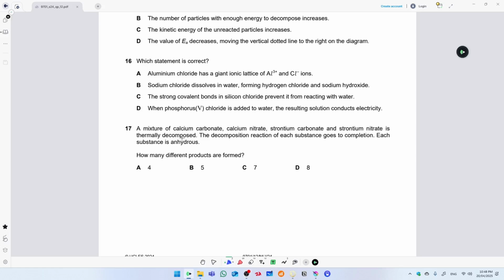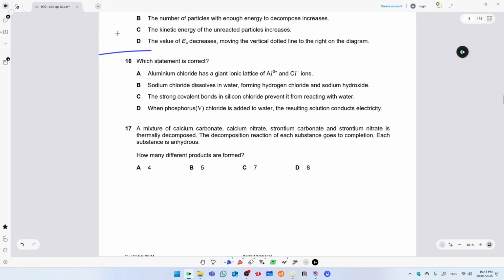Hello everyone, today I'll be solving the 9701 Chemistry AS level, paper 12, May June 24. I'll be continuing from where I last left off at question 15. So now I'll start from question 16, then finish it to question 40.